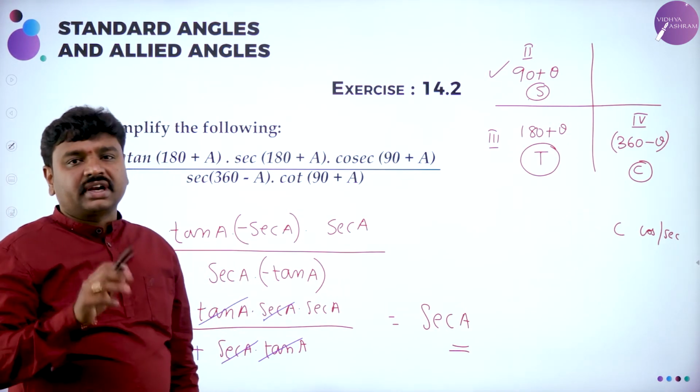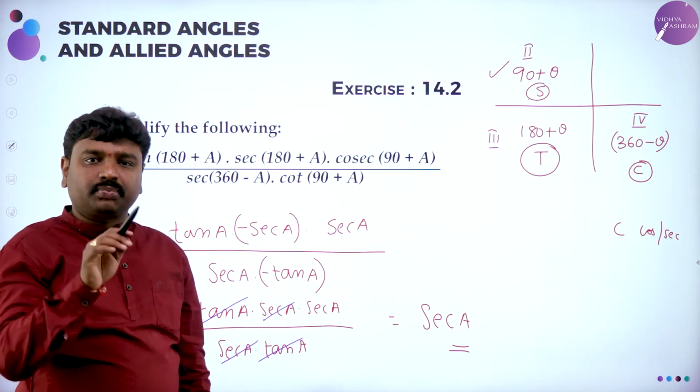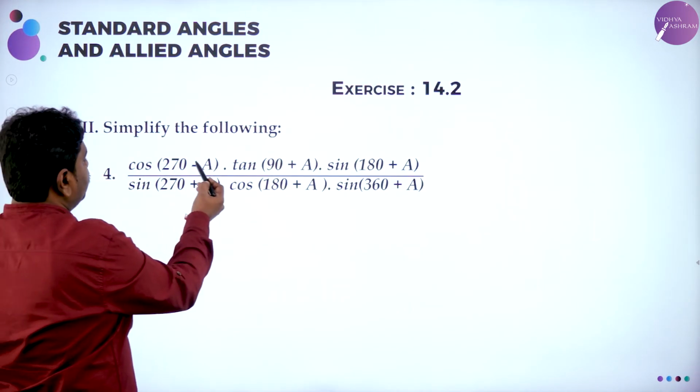So what is the rule? For 90 to 270, the function changes. If the quadrant matches with the question, it is positive, otherwise negative. That's it. Cos of 270 minus A.